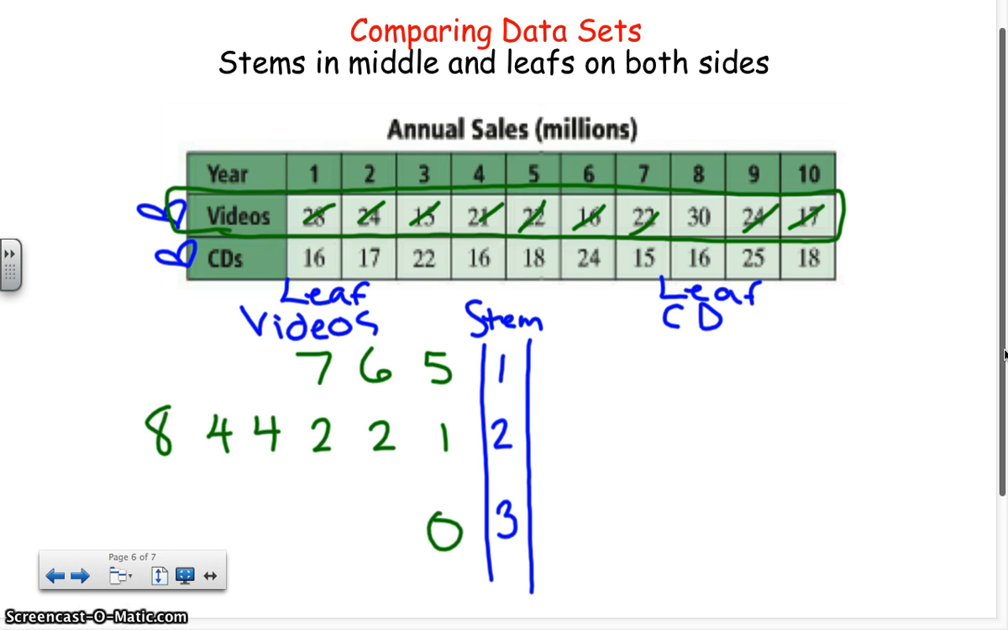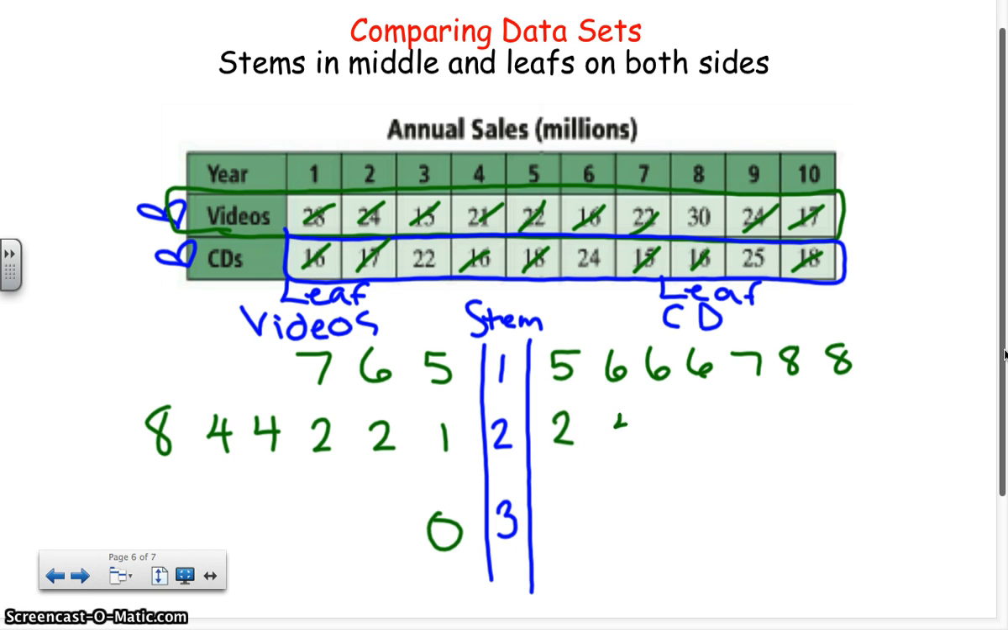And then making my leaf plot on the CD side, again I'm only worried about this bottom section here. I have my smallest data value, it looks like it's 15, followed by two 16s, and a 17. Oh, wait, there's three 16s. Followed by the 17. And then I have two 18s. And that's it. And then I move down to my 20s. I have a 22, I have a 24, and I have a 25.